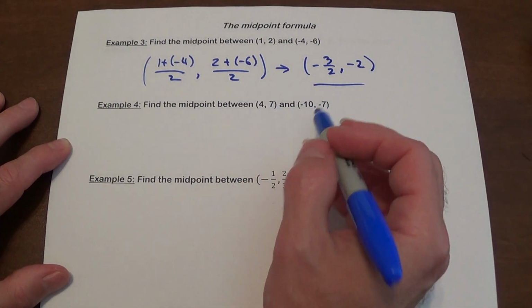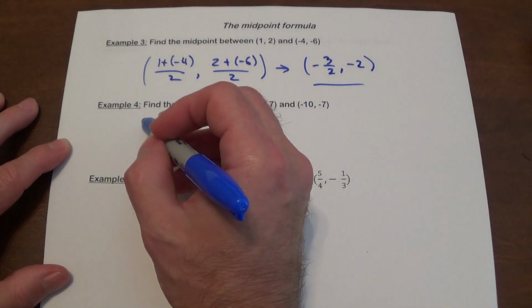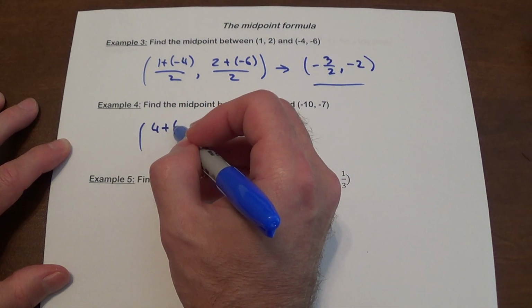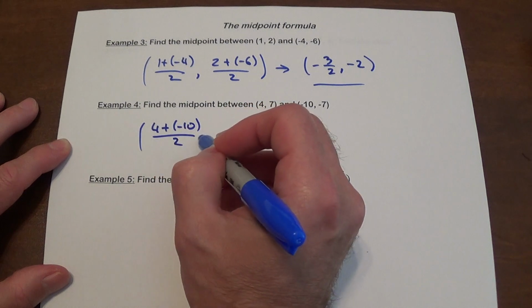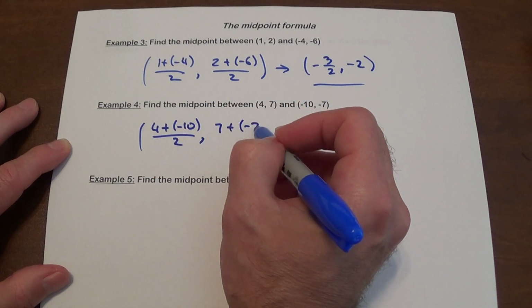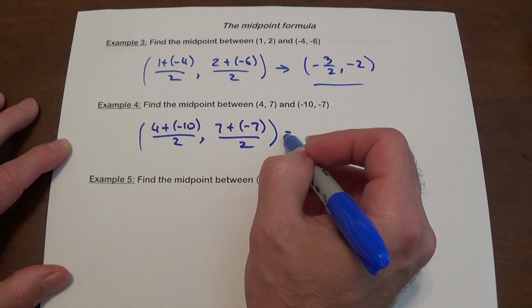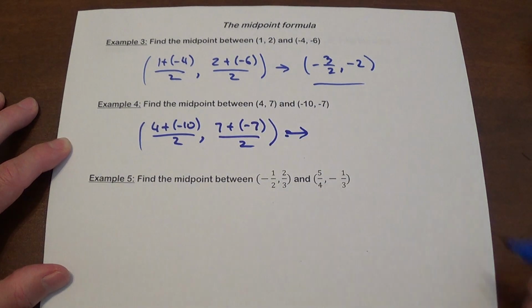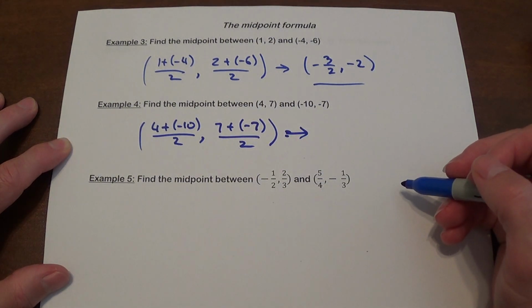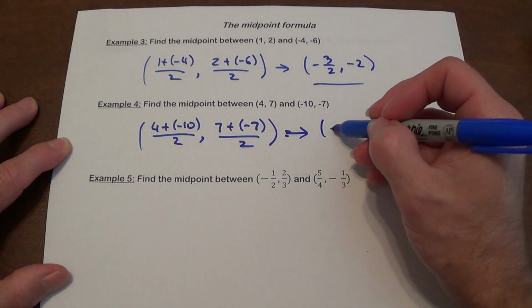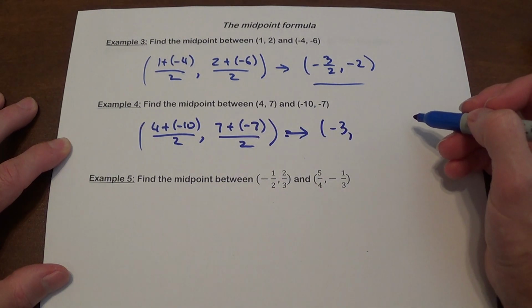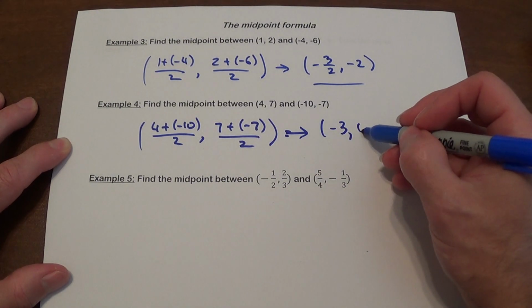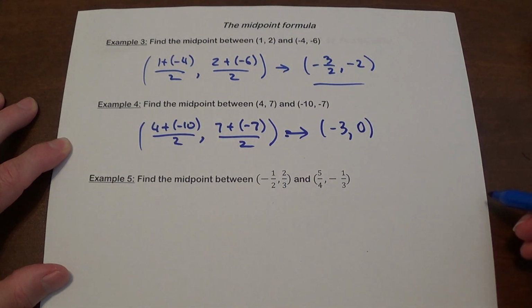Next one, 4, 7, -10, -7. 4 plus -10 divided by 2. 7 plus -7 divided by 2. 4 plus -10 is -6. -6 divided by 2 is -3. 7 plus -7 is 0. Divided by 2 is 0.